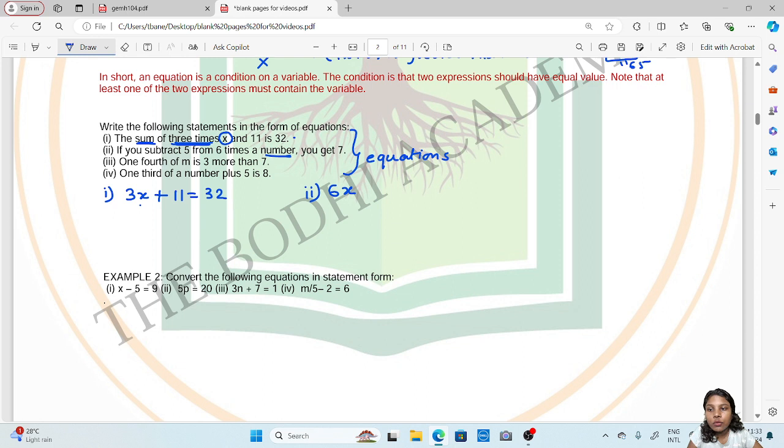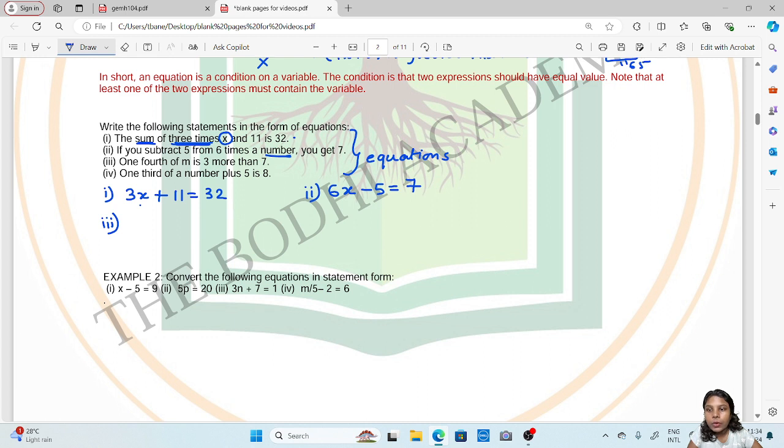Then it says, if you subtract 5 from this 6x, so minus 5, you will get 7. So this is our equation. Now let's look at the third one.